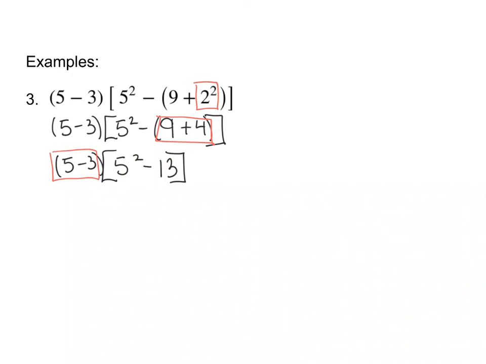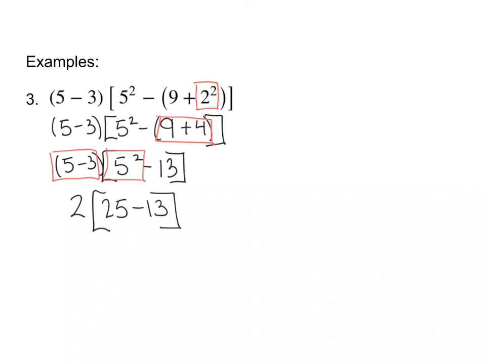So along with that grouping symbol out front, we're going to go ahead and do this 5 squared. Sorry, this is starting to look like a mess. This 5 minus 3 is 2. And inside these brackets, I now have 5 squared. So 5 times 5, or 25, minus 13.